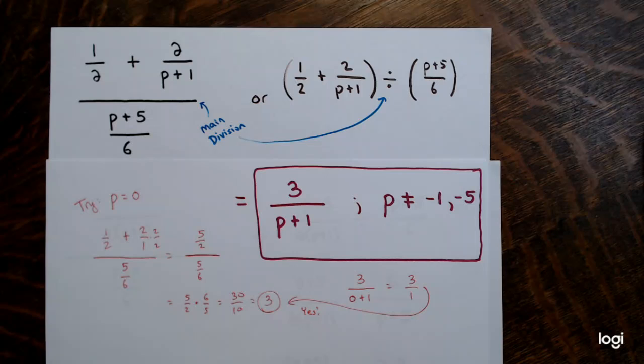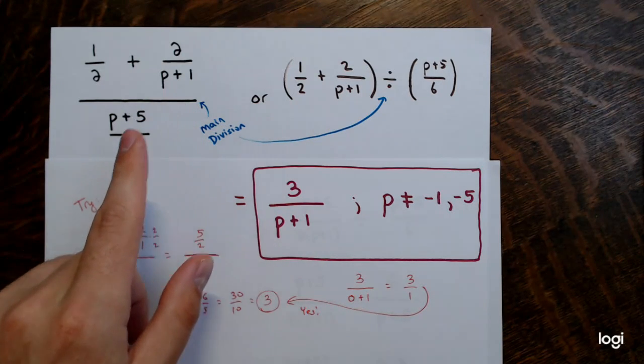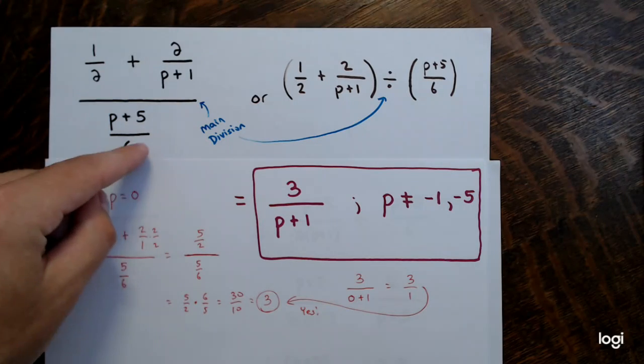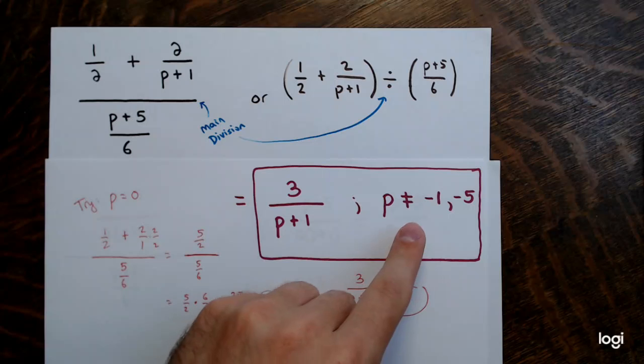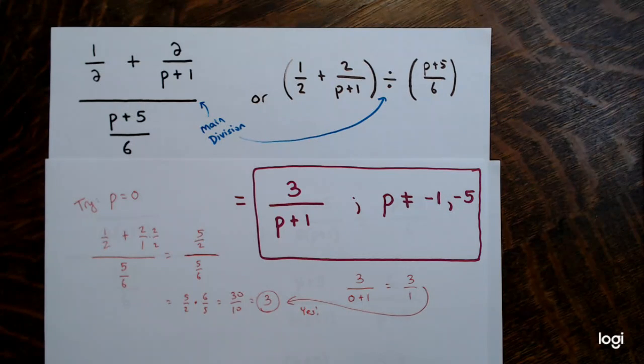And that will happen, and again, the value won't always be 3, right? If you replace p with 1,000,000, you're not going to get 3. But whatever you replace p with, the value of this expression will be equal to the value of this simple one. Just don't replace it with these two, right? You'll be dividing by 0 somewhere, and that's wrong. Okay. All right, so that's it for this method on simplifying complex fractions.